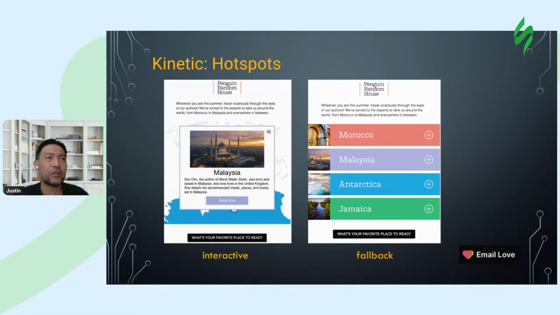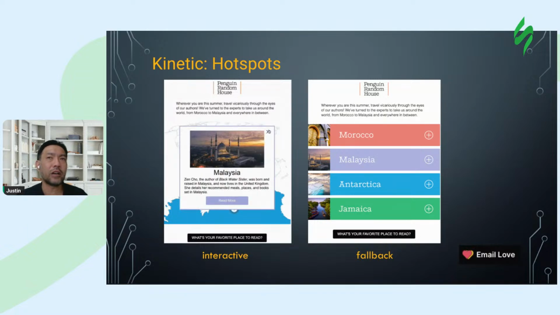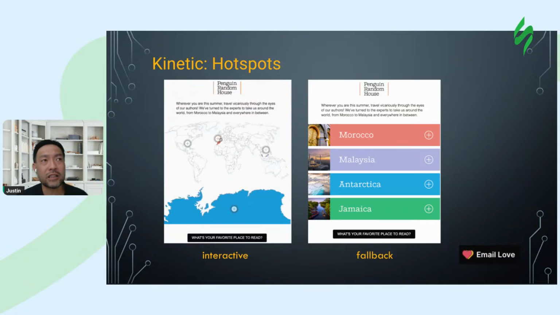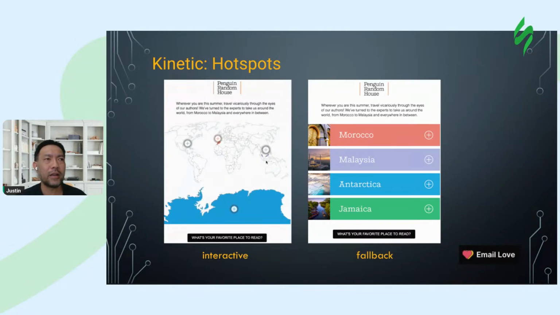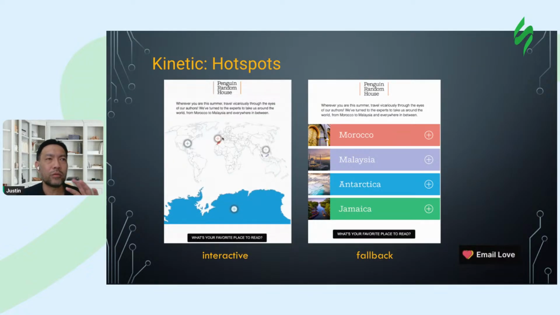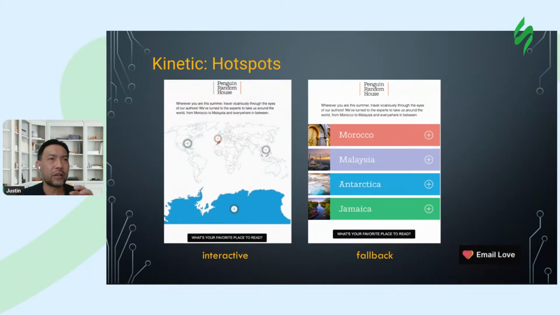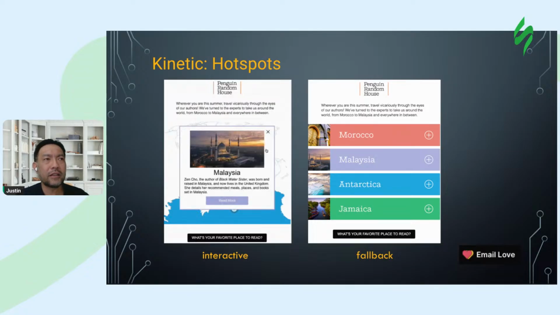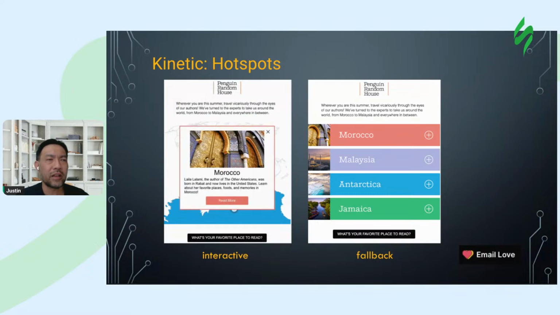And here I'm going to show you two examples where you can take something simple and really amp it up, right? So for example, here you can see a common technique called hotspots. Basically, you can have an image and overlay different triggers on it. And as you can see, this is the Penguin Random House email, where it shows writers who are writing different content in different countries, and users can click on one of the hotspots and it displays the content within it.